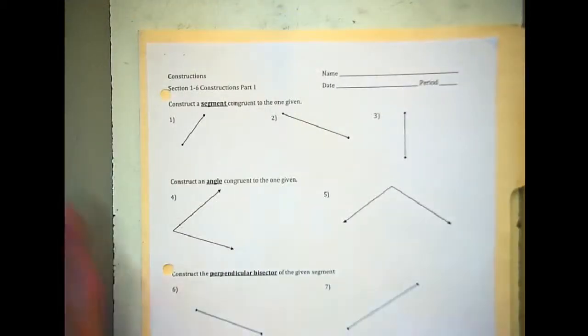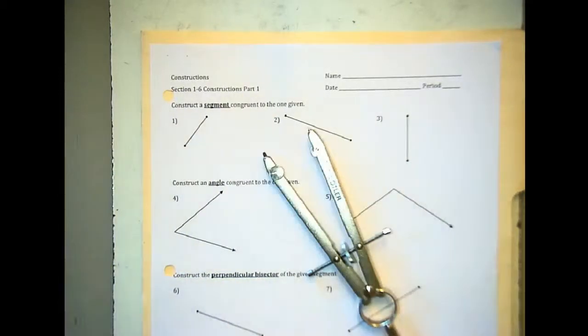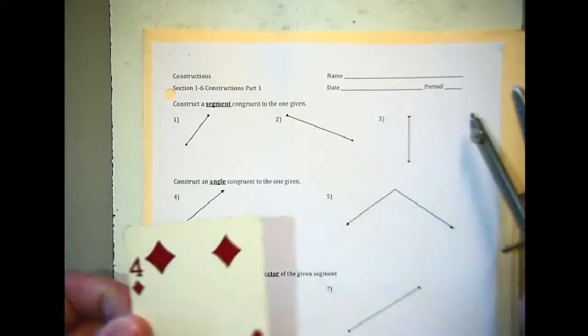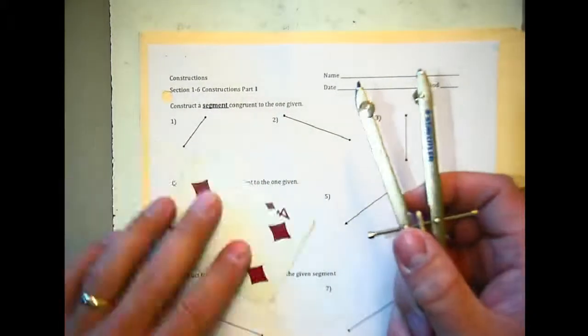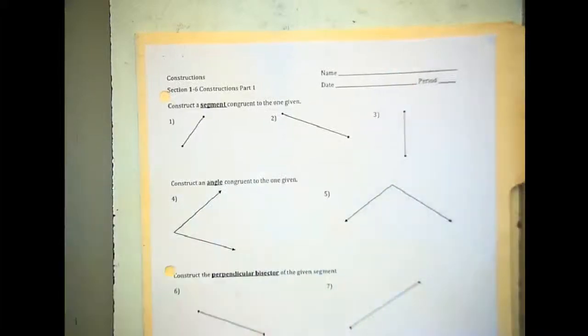All right, we're going to construct a segment. Now, remember, in order to do this, you need your compass. Nice bow compass is nice. And then a straight edge, and I like the card. I'm not promoting any casinos. They gave them to me free. Four diamonds. So, have your compass.